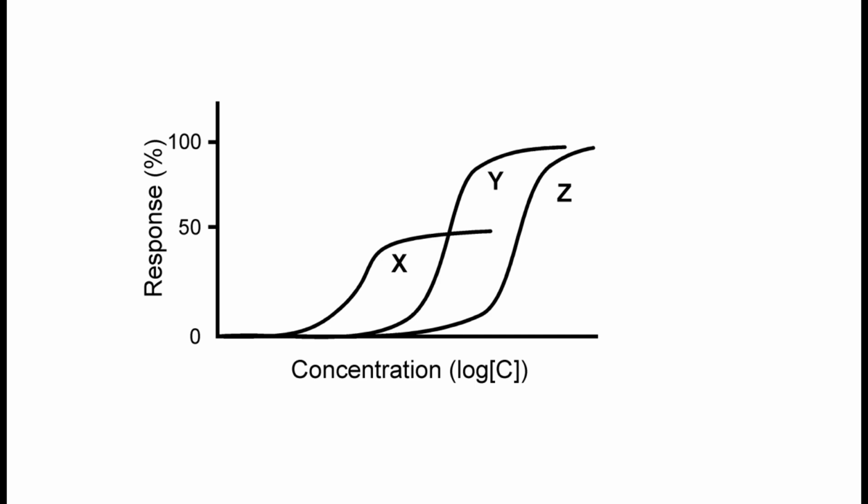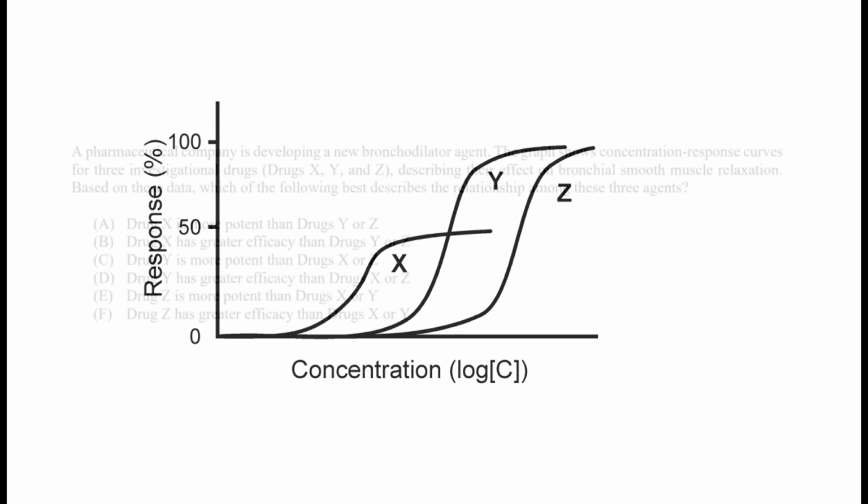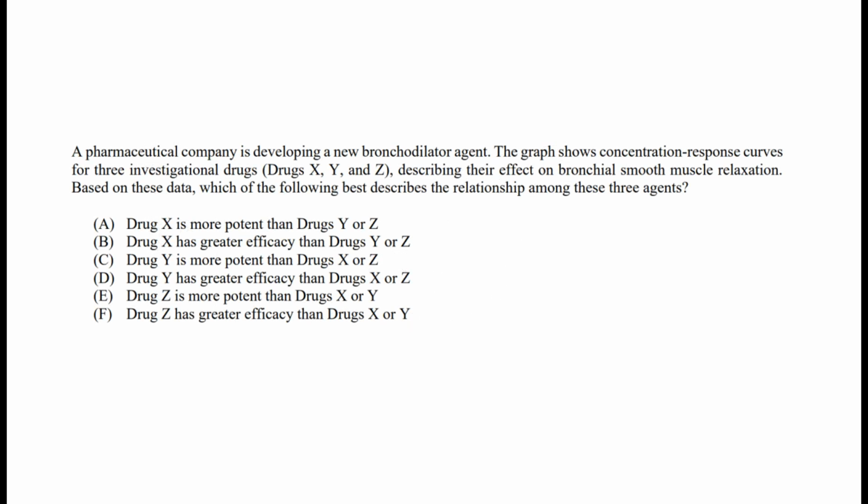Since drug Y's curve starts to rise at a lower concentration than drug Z, drug Y is more potent than drug Z. Based on this interpretation, the correct statement that describes the relationship among these three agents would be A. Drug X is more potent than drugs Y or Z.